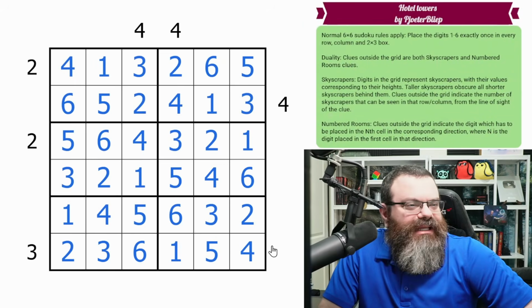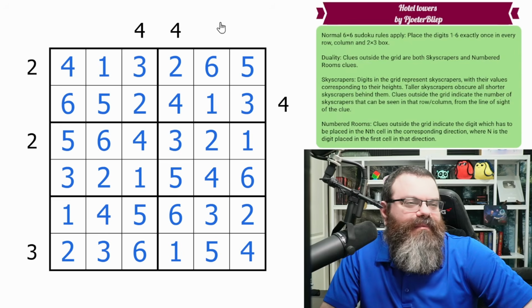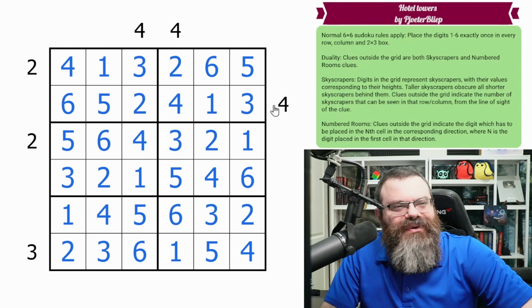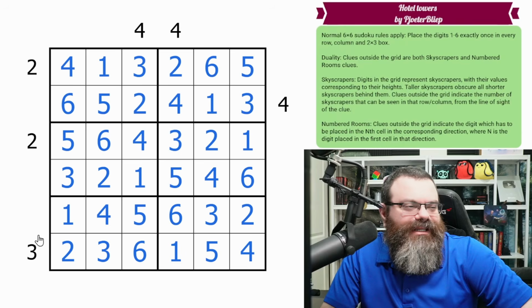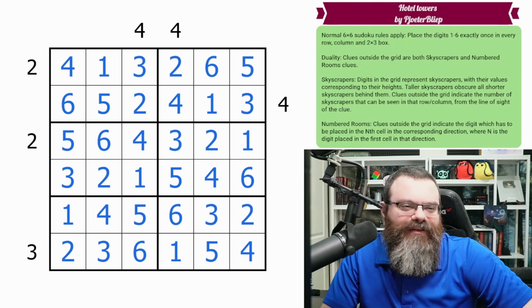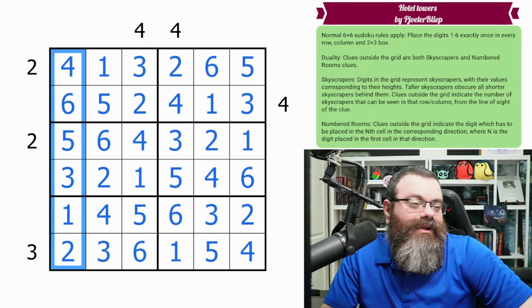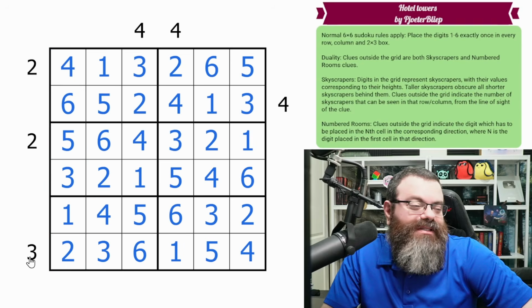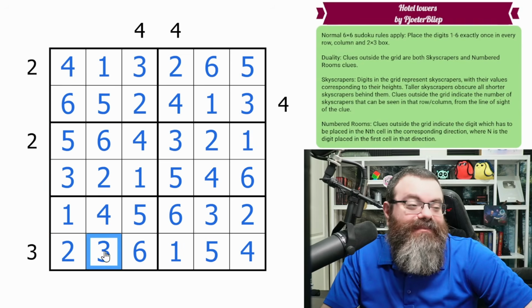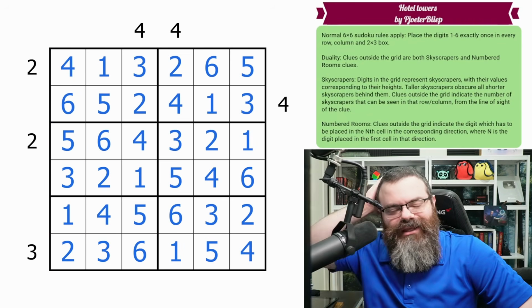Nice puzzle, PjoeterBliep. I enjoyed that. It was interesting kind of bouncing back and forth between doing numbered room logic and skyscraper logic. I think I probably didn't bounce enough, but did get there. Also, really horrible problem in this left column where I thought this was a 2. But I did manage to fix it and hopefully didn't make any lucky mistakes in the process.